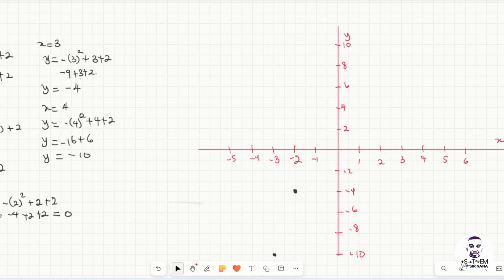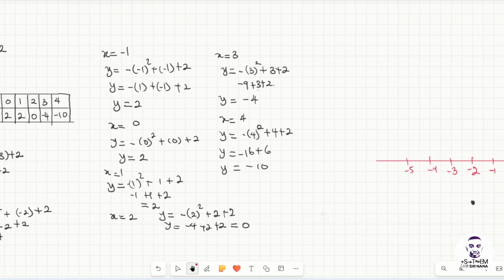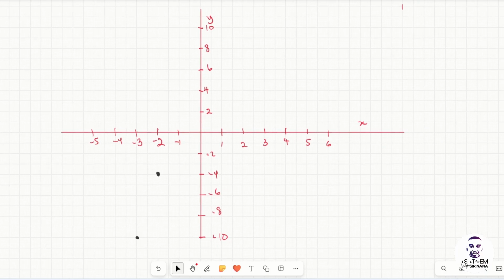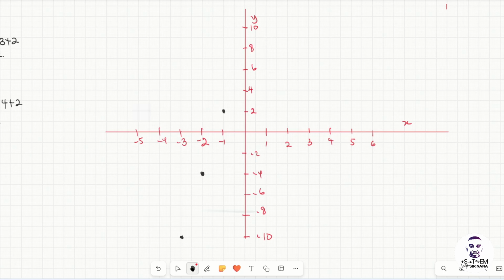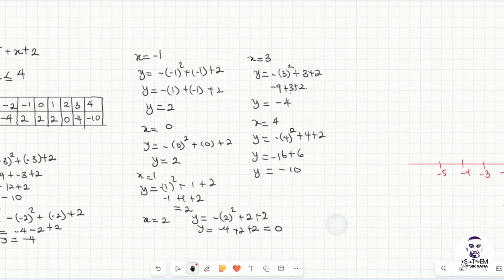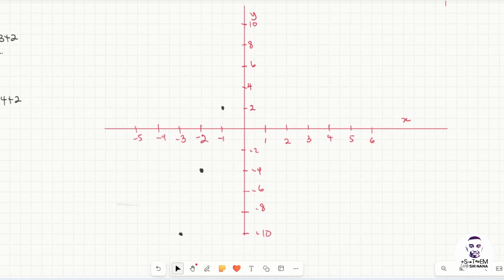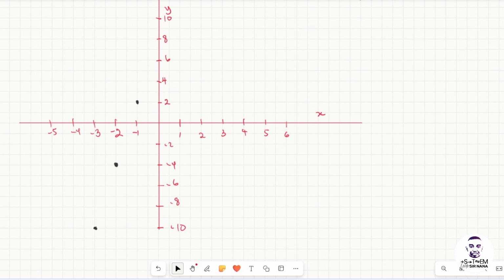And then our third point here, we see that it is negative 1 and 2. So we'll plot it here. So we have negative 1 on the x-axis, 2 on the y-axis. So that is here. And our fourth point, we are going to have 0 and 2. So we have 0 on the x-axis, right? 2 on the y-axis. So we see here.